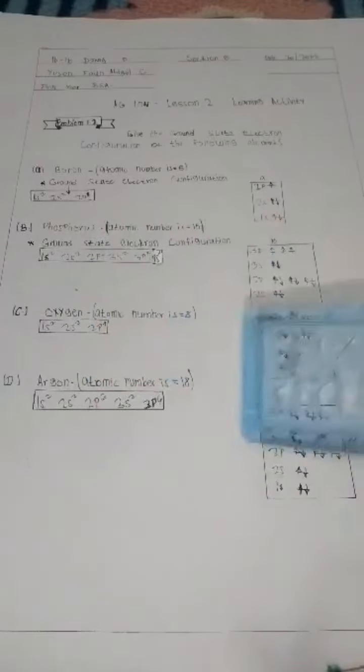And the last is argon. The atomic number is 18. So the electron configuration is 1s2, 2s2, 2p6, 3s2, 3p6. So add 2 plus 2, 4 plus 6, 10 plus 2, 12 plus 6, 18. So the atomic number of argon is 18. This is the solution.